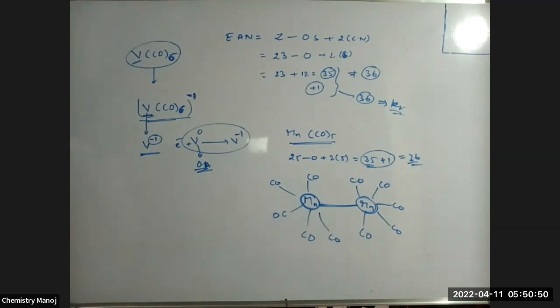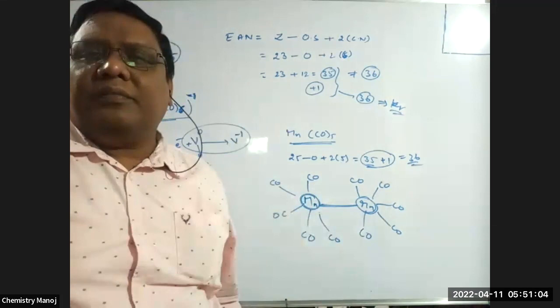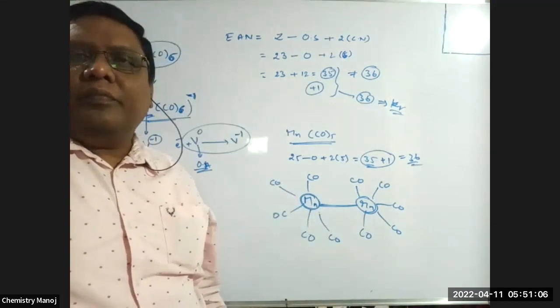Without the Mn-Mn bond, that should be 35 only. If there is a metal bond between Mn and Mn, that bond is also added there, so it becomes 36. That means between Mn and Mn, there is a metal bond. It is there.